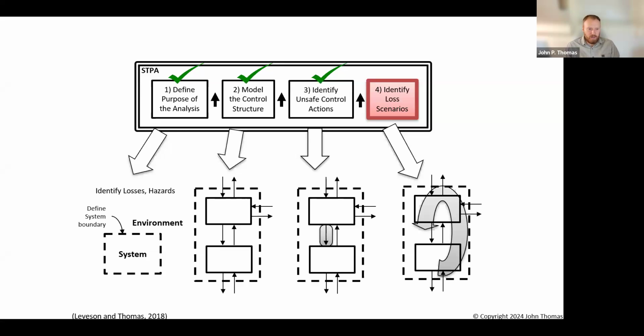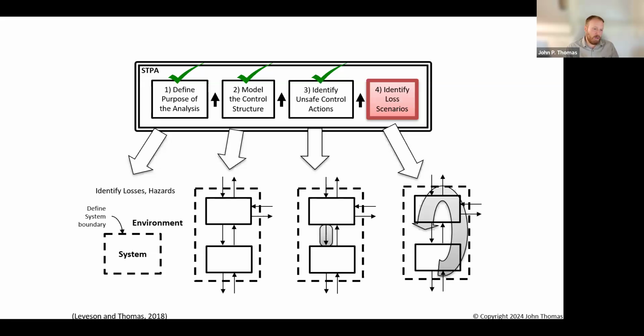So this has to do with STPA step 4, identifying the loss scenarios. I'm not going to talk about the other 3 steps. If you're not familiar with STPA, you should look at the handbook or the other tutorial videos to understand step 1, losses and hazards, identifying the system boundaries. Step 2, modeling the control structure and identifying the control loops in your system. What are the controllers? Could be human controllers, could be automated software controllers or some other type of controller. What are the control loops? What are the control actions? What are the feedback paths?